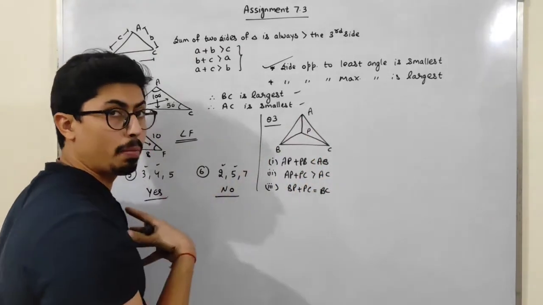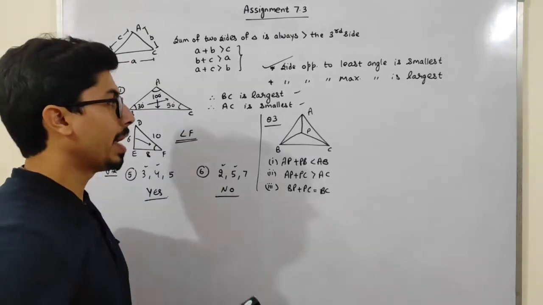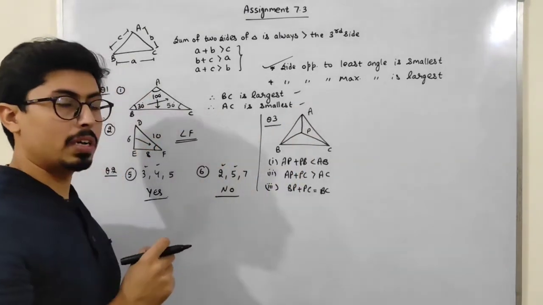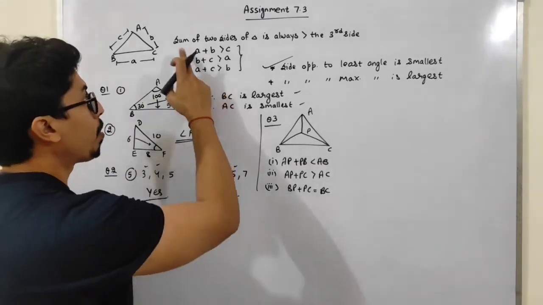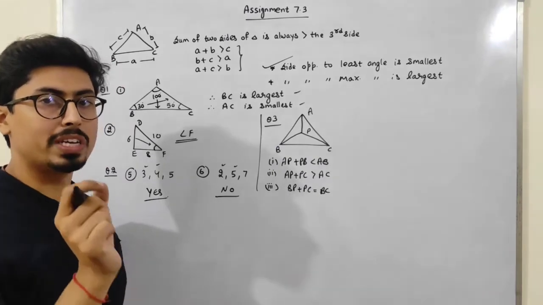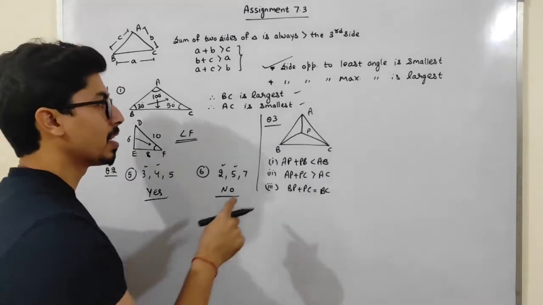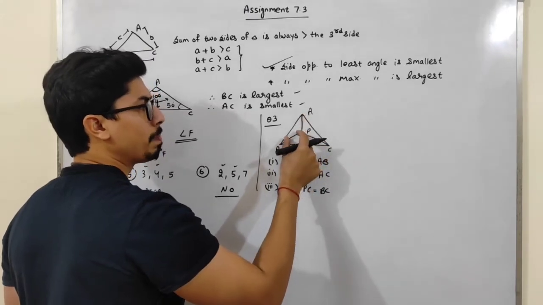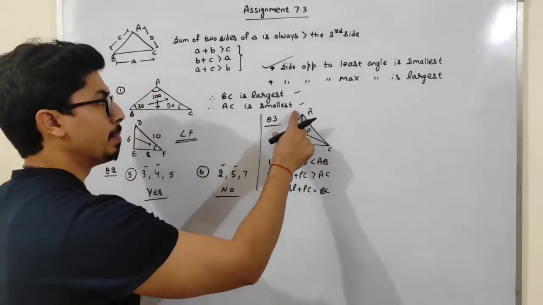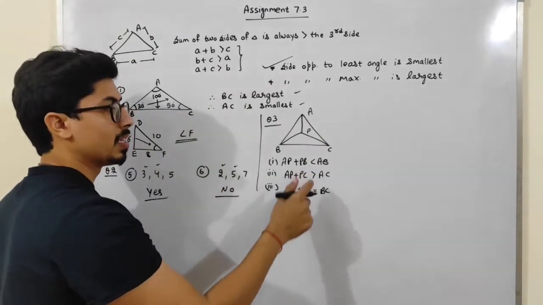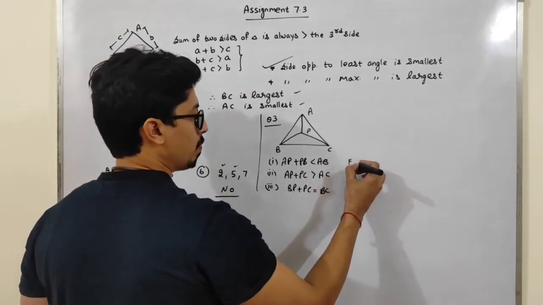AP, that means I am talking about which triangle, students? A, B and P. I am taking this triangle, and students, we know the property that the sum of two sides of a triangle is always greater than the third side. That means if I am taking AB and BP, AP plus PB will be greater than AB because the sum of two sides is greater than the third side. But students, here what is given? Less. So it will be false.